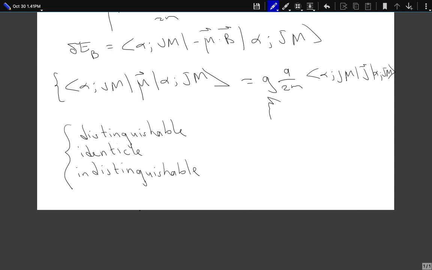Identical means identical, okay? At least I have said that, in the case of indistinguishable, the particles might not be identical, but still you cannot separate them. If we change the place of these two particles, and for example, entropy does not change, it is indistinguishable. And if there is no change, it is called indistinguishable.